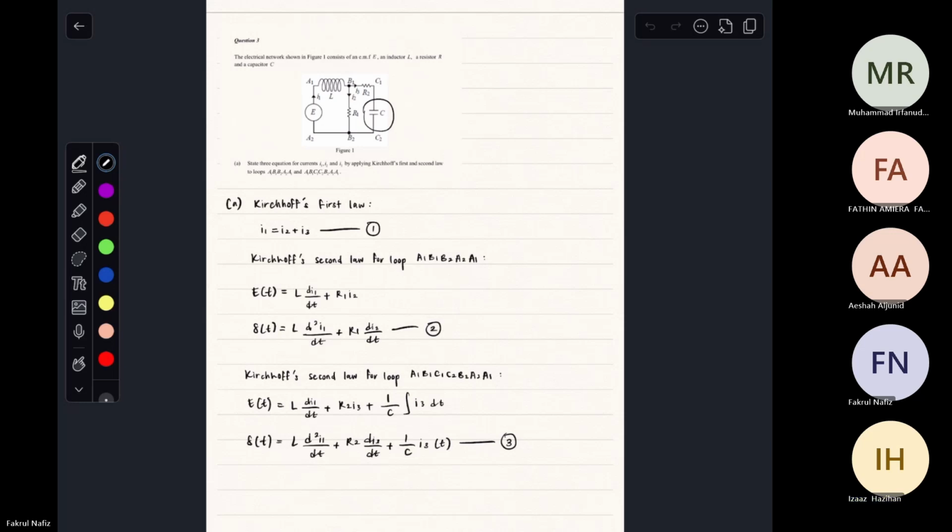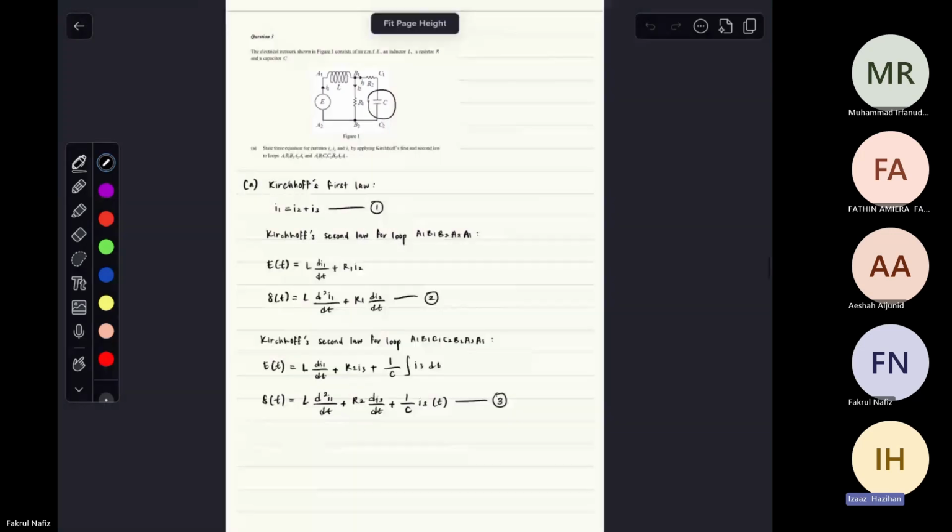So I will discuss question A. The question is: state 3 equations for elements I1, I2, I3 by applying Kirchhoff's first and second law to loops A1, B1, B2, A2 and A1, B1, C1, C2, B2, A2.